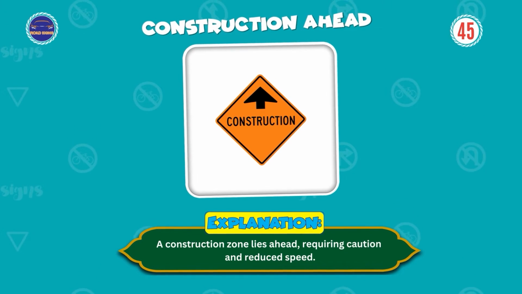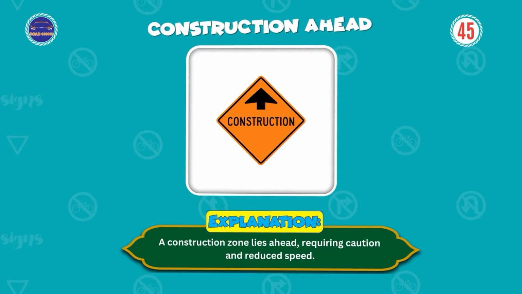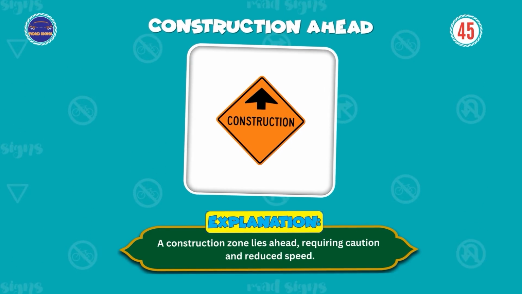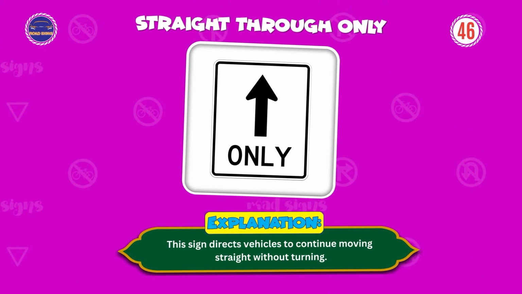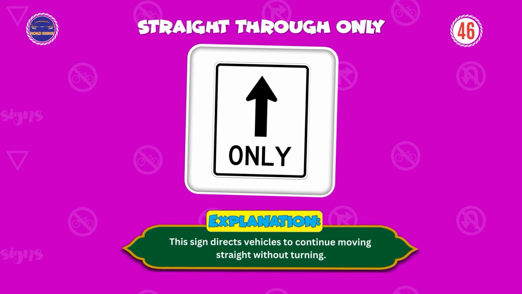This is the construction ahead sign. It warns of an upcoming construction zone requiring caution. This is the straight through only sign. It directs vehicles to continue moving straight without turning.